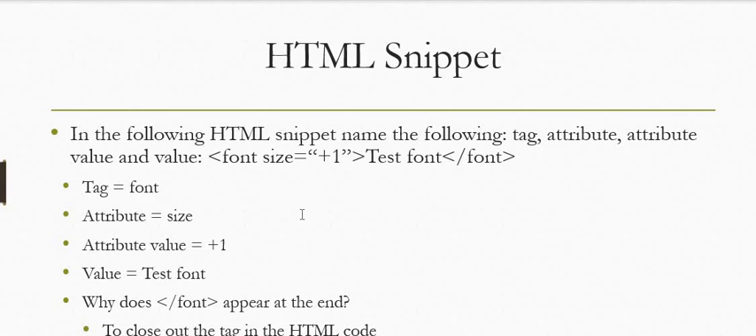Within the HTML snippet mentioned, font size equals +1, test font: your tag is font, your attribute is size, your attribute value is +1, and the value is test font. So we ask you, why does /font appear at the end? This closes out the font tag within the HTML code.